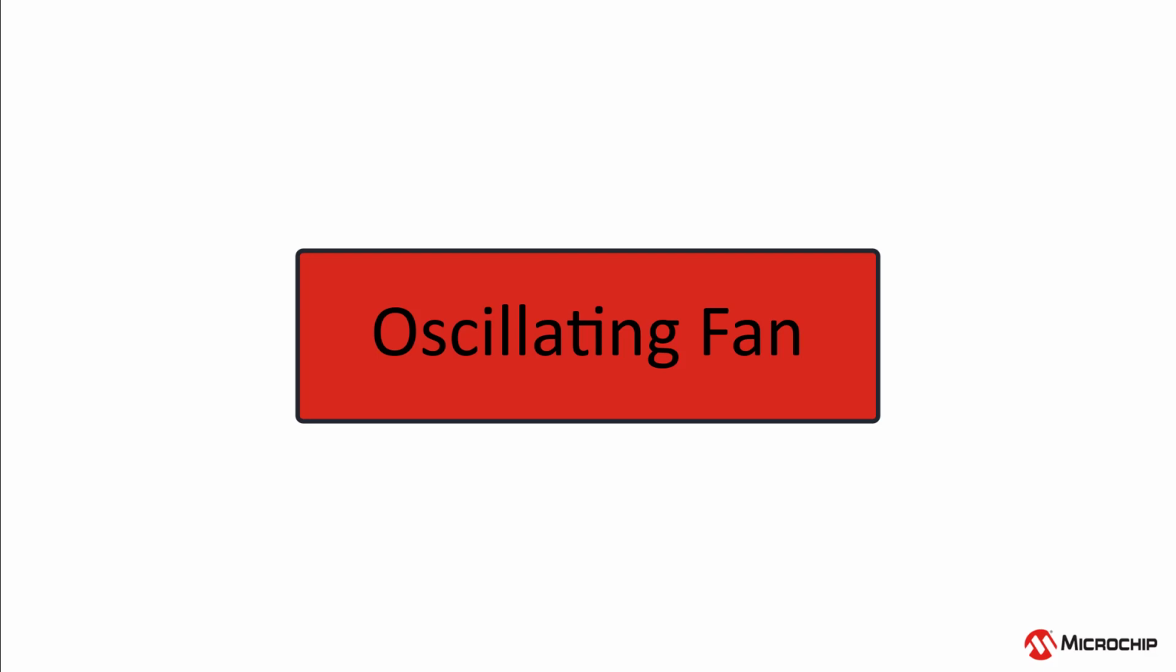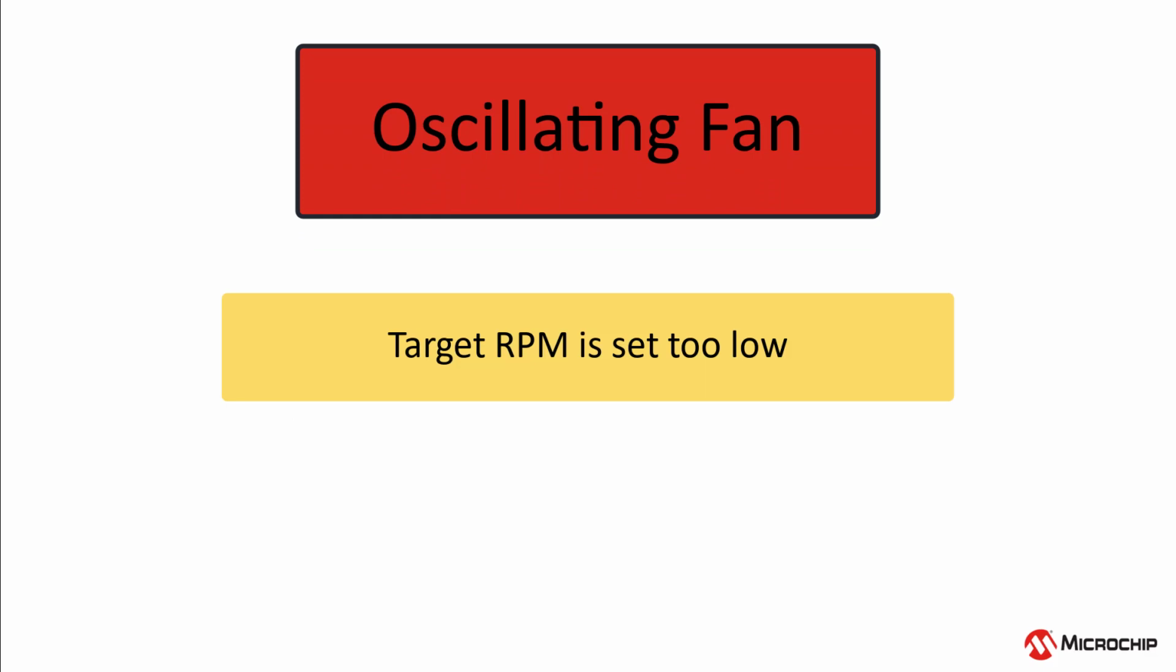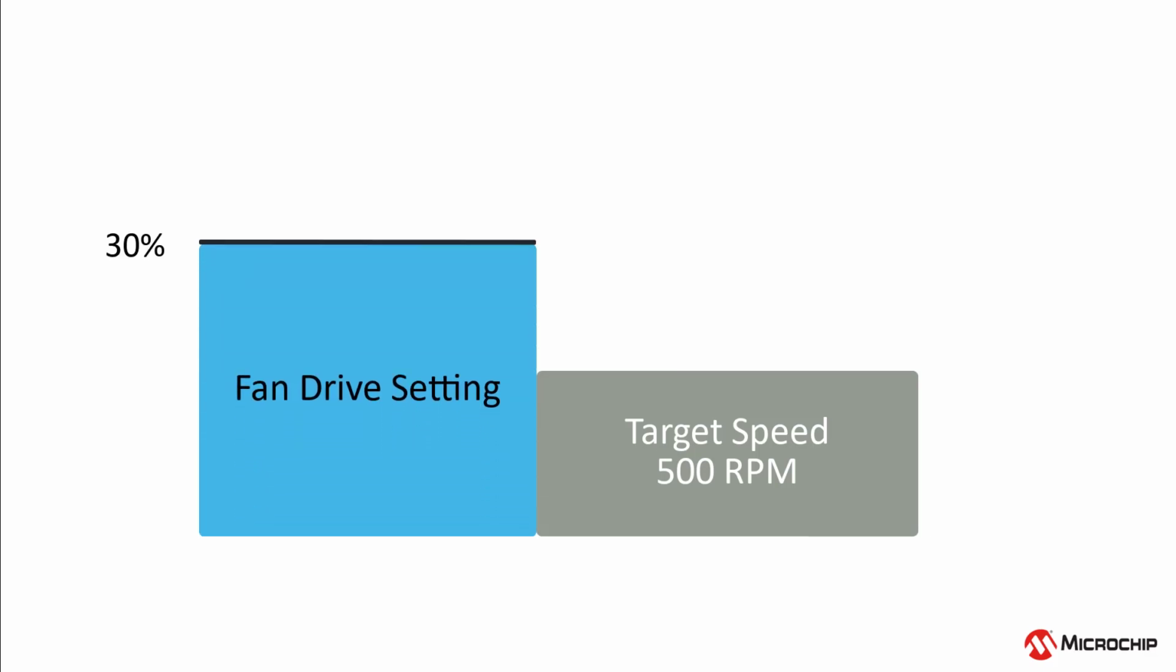Now let's say your fan is oscillating, or constantly revving up and dying back down. This could be happening because the target RPM is set to a value that is too low. The fan controller runs the spin-up routine to start the fan. The minimum drive in the spin-up routine is 30%. Suppose the fan speed is set to 500 RPMs. The 30% drive strength of the spin-up routine will drive the fan to more than 500 RPMs.